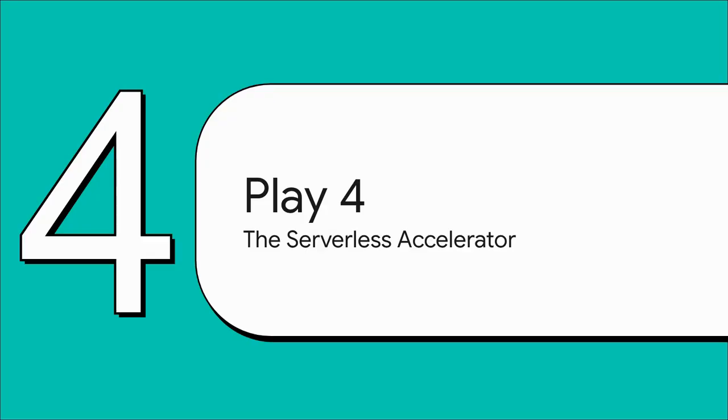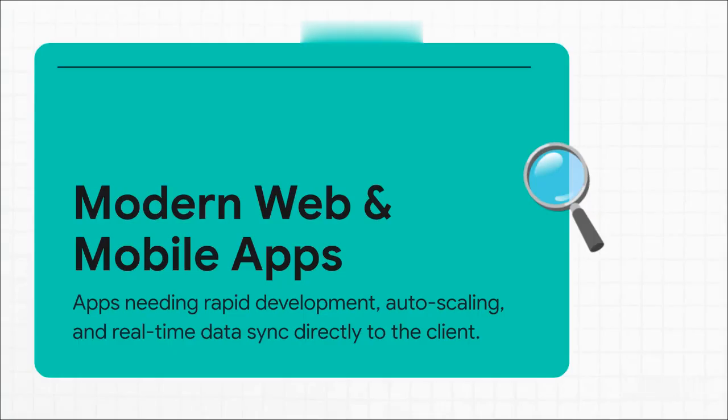And that brings us to our fourth and final play in the book. This one is all about modern application development. We're talking about developer velocity and creating a seamless experience for all your web and mobile users. Think about the apps we use every day on our phones. A chat app where messages just appear instantly, or a collaborative document where you can literally see other people typing in real time. These apps need a database that doesn't just store data, but can actually push updates directly to the clients, scale from 0 to millions of users automatically, and let developers just focus on the front-end experience.